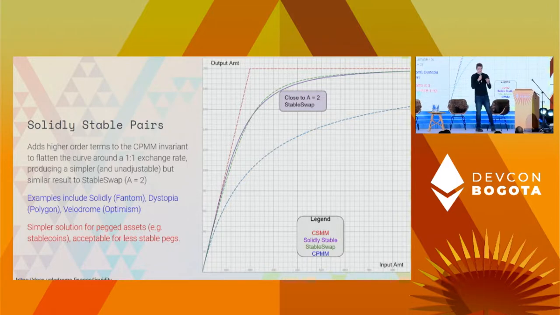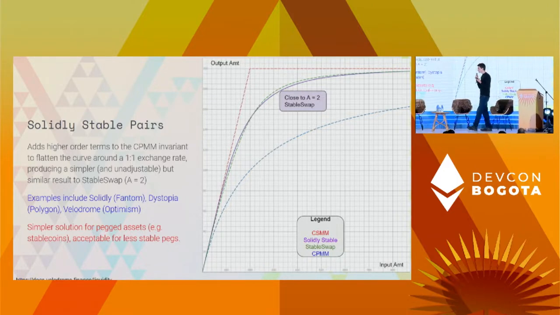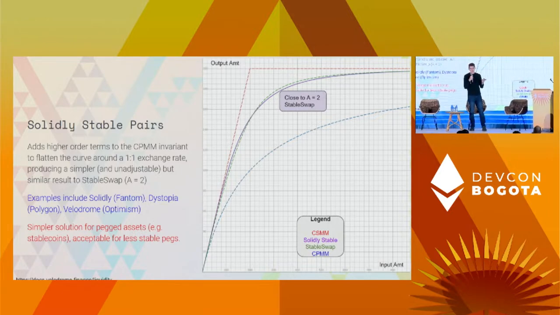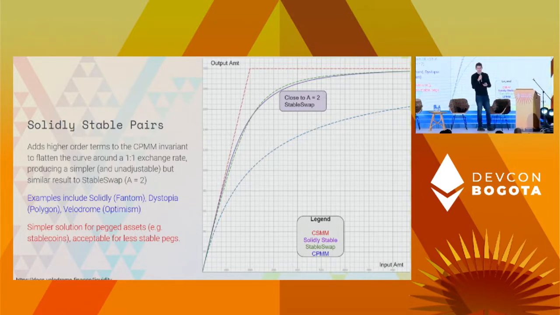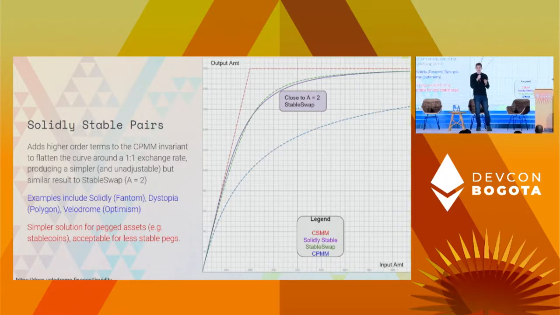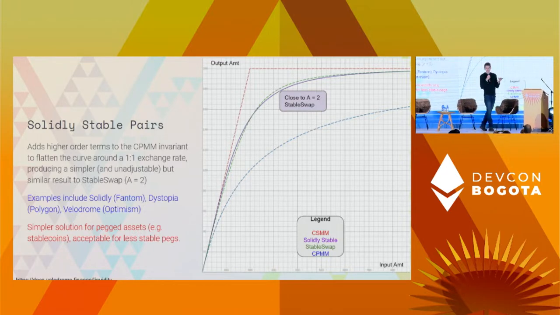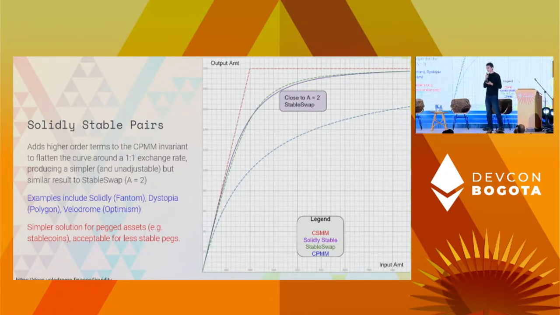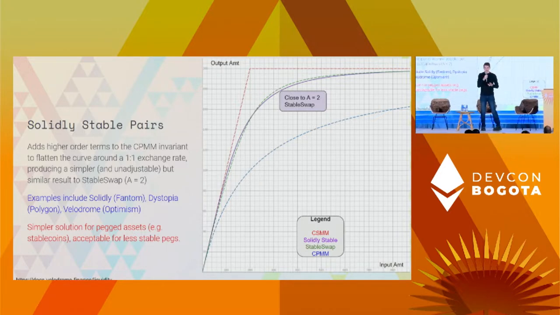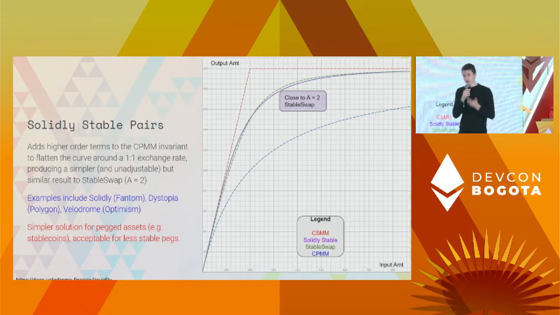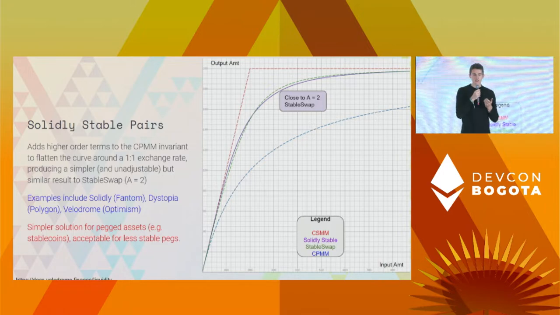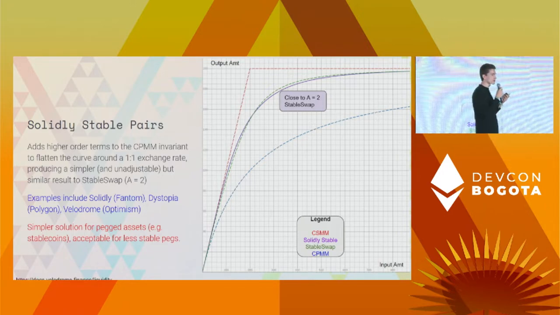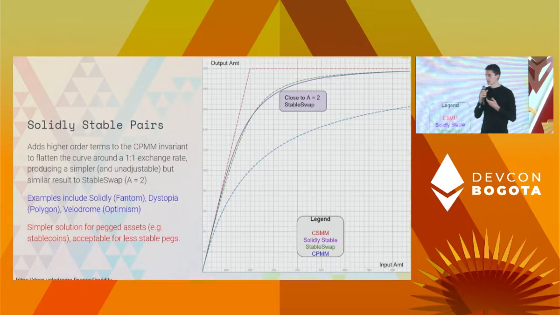So other than StableSwap, there are some other stable solutions. StableSwap's generally the industry standard. More recently though, Solidly introduced an alternative equation for StableSwap, which is generally slightly simpler to use as well, because it doesn't have that amplification parameter. For the purposes of this talk, we can compare it to StableSwap, and that's what you're seeing in the trading functions on the right. You're seeing Solidly Stable in purple compared to StableSwap with an amplification of 2, and they're still different, but they're about the same at that parameterization.